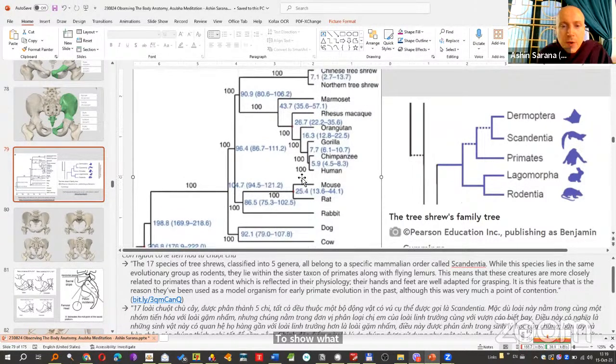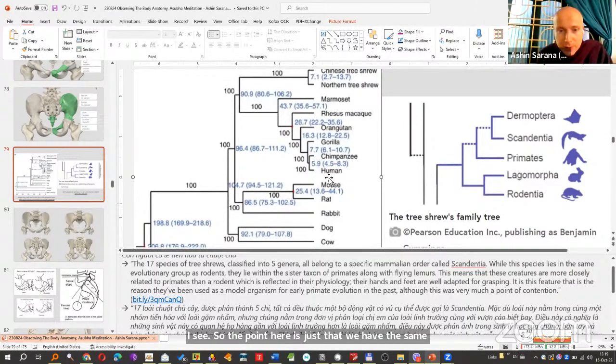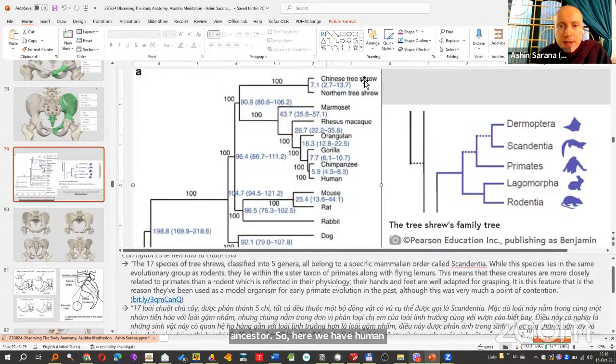I see. So the point here is just that we have the same ancestor. Here we have human, chimpanzee, gorilla, orangutan, and so on and on. And we have here the shrew. The shrew is like a rat, but you can see the shrew has a similar ancestor about 96, I think, billions of years ago. But we are much closer to the tree shrew.